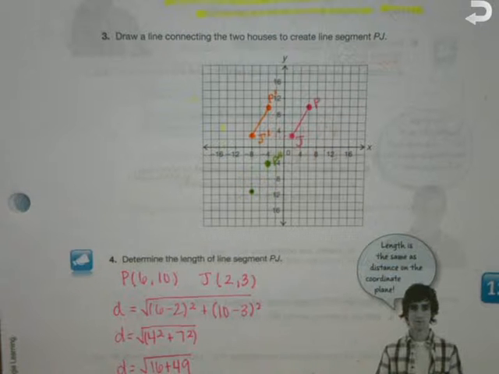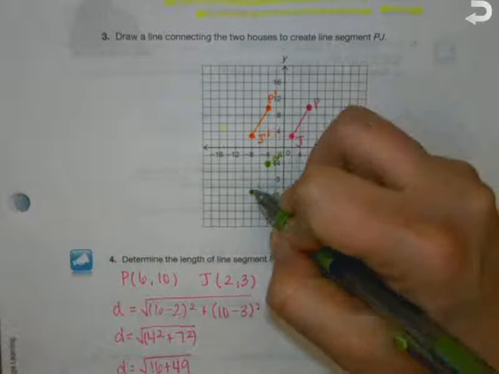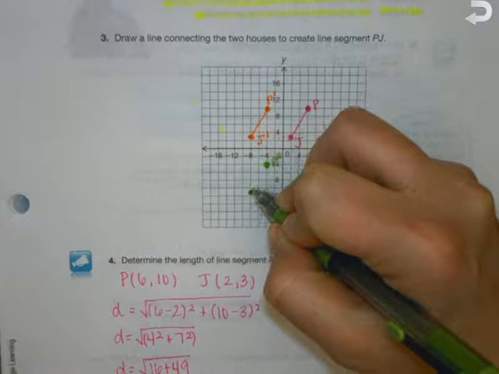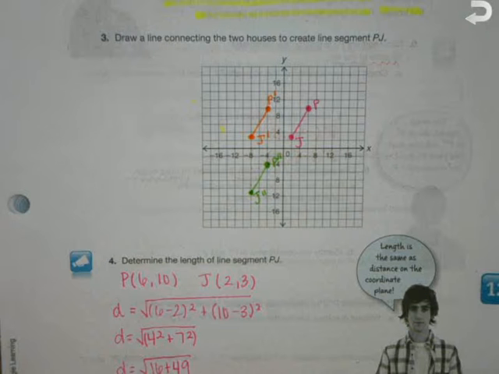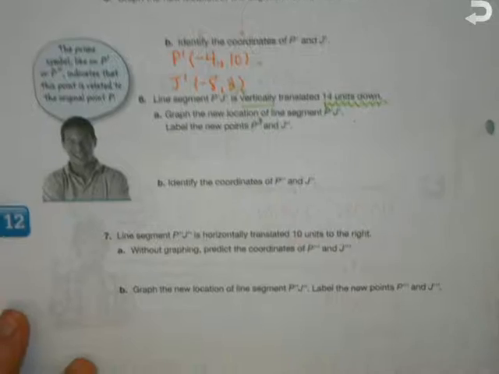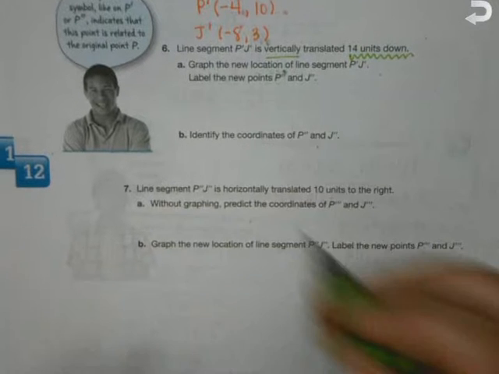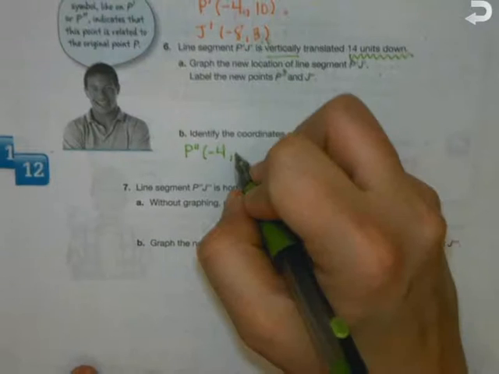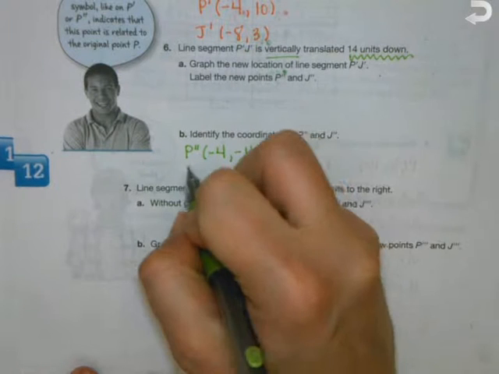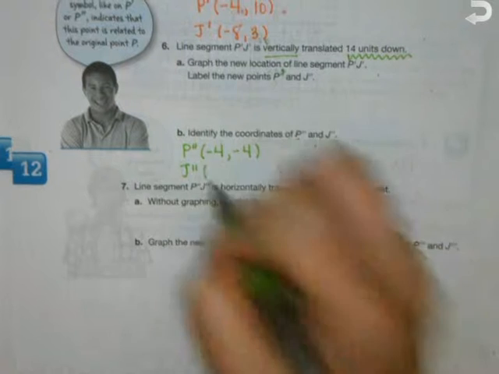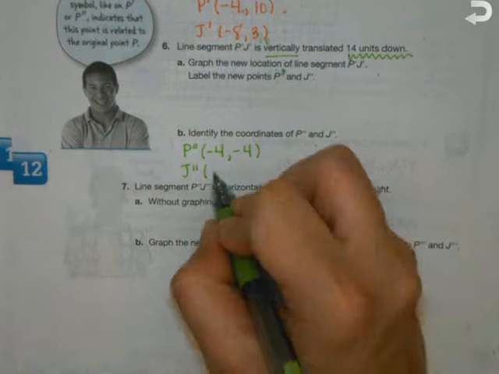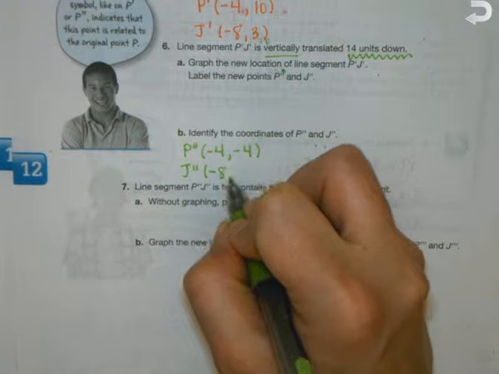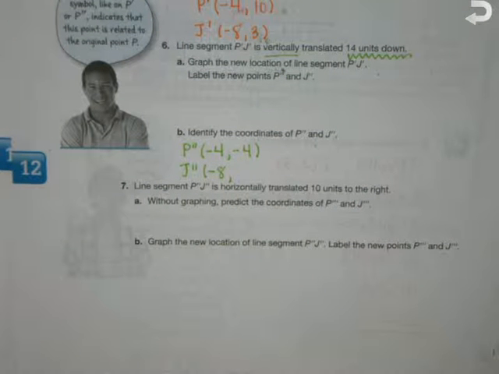Okay. So let's take a look at part B. What are the coordinates of P double prime? If you look at what we just graphed, what were the coordinates of P double prime? -4, -4. And what were the coordinates of J double prime? -8. And then look at the Y, where is it? Negative what? 11. Okay? Because it was between -10 and -12.